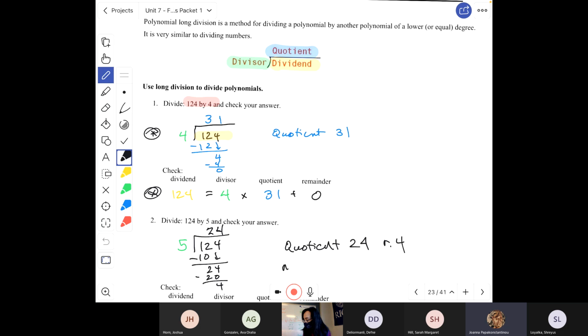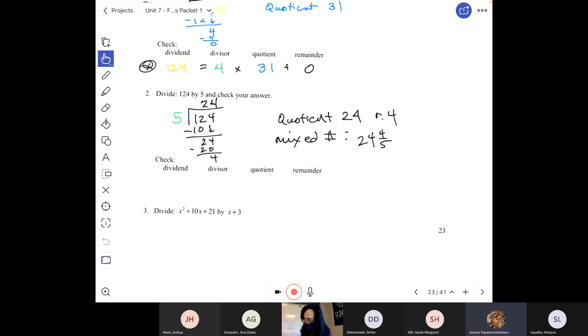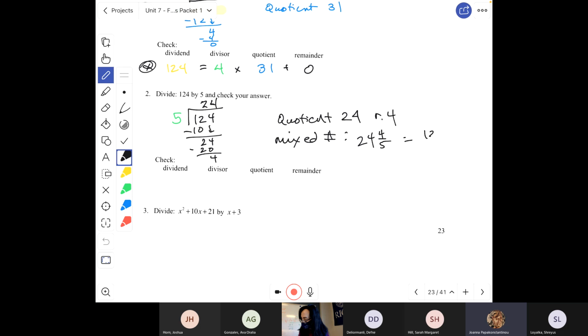So if I wanted to write that as a mixed number, how would I write that as a mixed number? 24 and 4/5. Could I write that as an improper fraction as well? Yes, I could, right? And how do we write that as an improper fraction? Do you remember? 24 times 5 plus 4 is what? 124 divided by 5, which is really what we started with, right? So improper fractions, fractions are ratios, ratios are fractions, so they're division. Okay, and again, I could rewrite this: the dividend equals the divisor times the quotient plus the remainder, and it works.